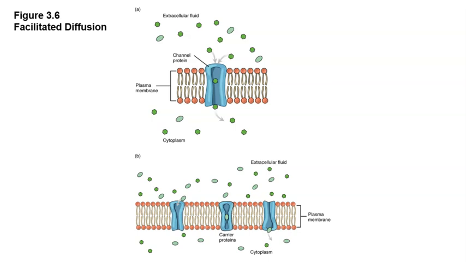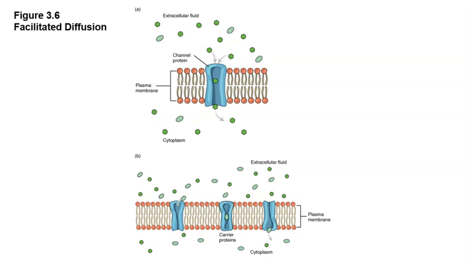Figure 3.6 shows an example of materials moving by facilitated diffusion. Both examples are still diffusion in that substances move from areas of high concentration of that substance to areas of low concentration of that substance. But in these examples, there is a protein doorway through the membrane. Part A on the top shows a protein channel through which specific materials can move.